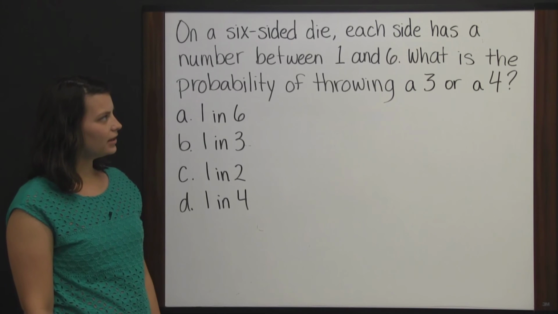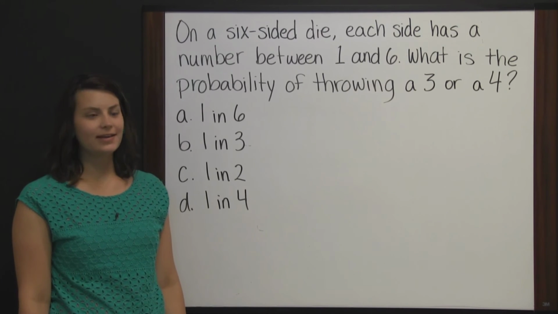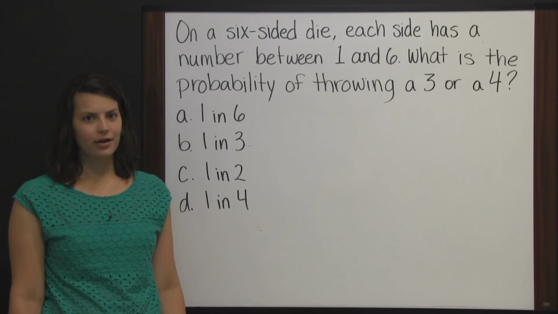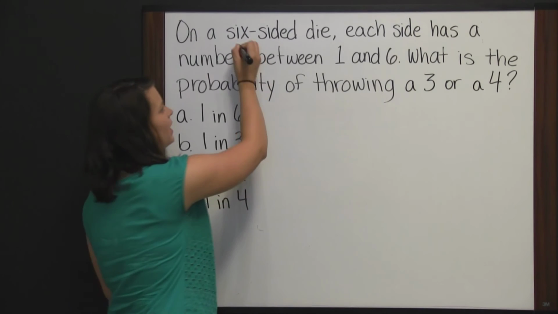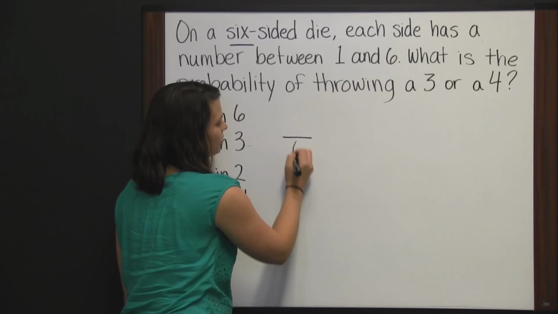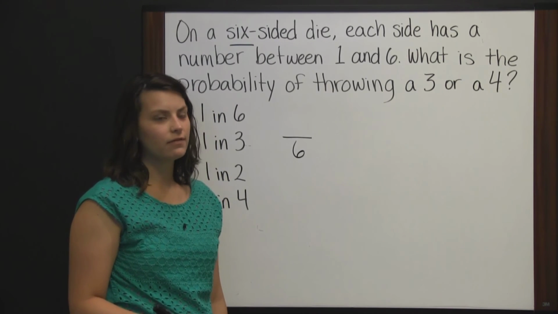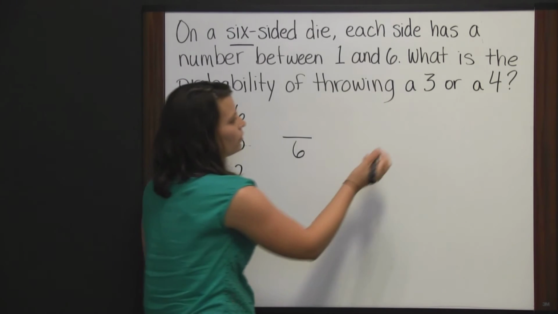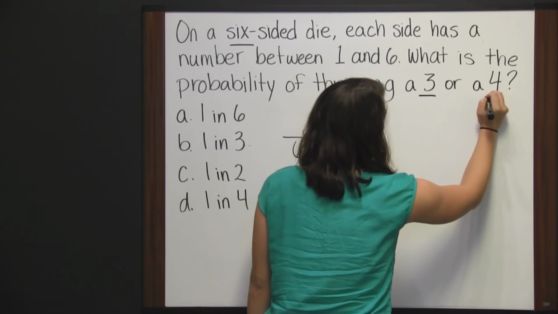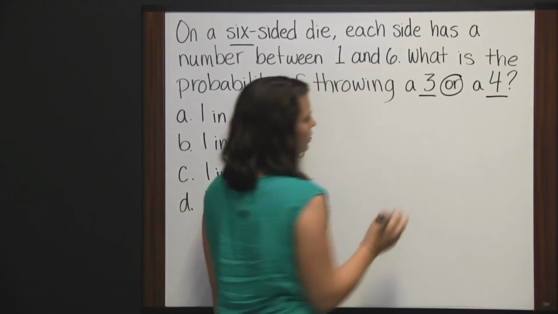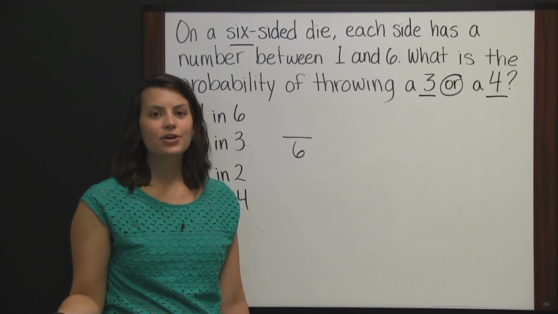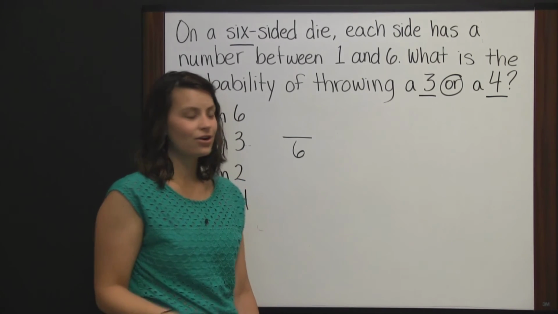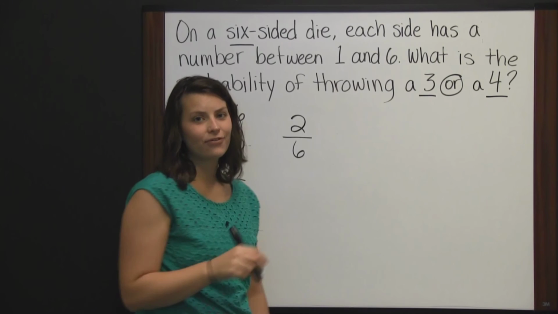On a 6-sided die, each side has a number between 1 and 6. What is the probability of throwing a 3 or a 4? This die has 6 sides, so that means our total is 6, which is the denominator of our fraction for finding our probability. We want to know the probability of throwing a 3 or, and that is a key word, 3 or a 4. So if it lands on either one of those, we're good. So that's 2 different numbers that we could land on out of our 6 different numbers.